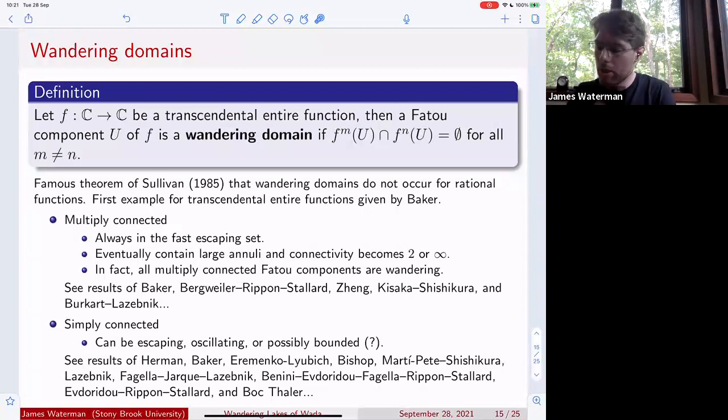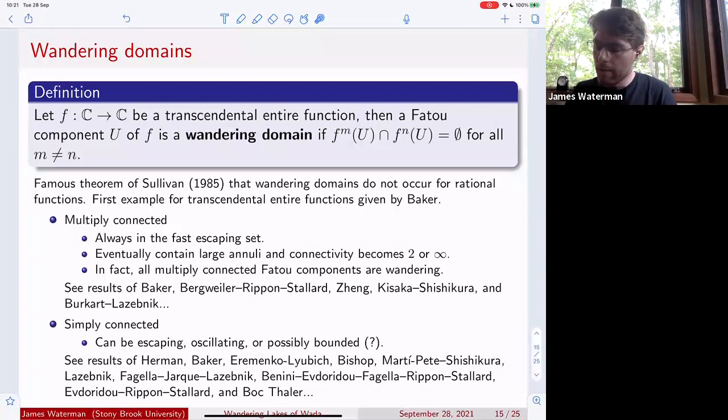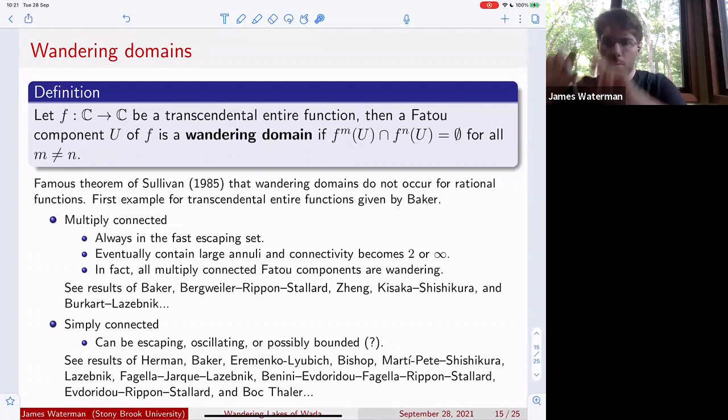Wandering domains generally split up into two different classes in which we have very different behavior. The first class is multiply connected wandering domains. Multiply connected wandering domains are always in the fast escaping set, so points in them are always in the fast escaping set. And they contain, or eventually contain, some very large annuli. So they eventually get very big, with connectivity becoming either two or infinite. And in fact, if we have a multiply connected Fatou component, then it is automatically wandering. It's a result of Baker.